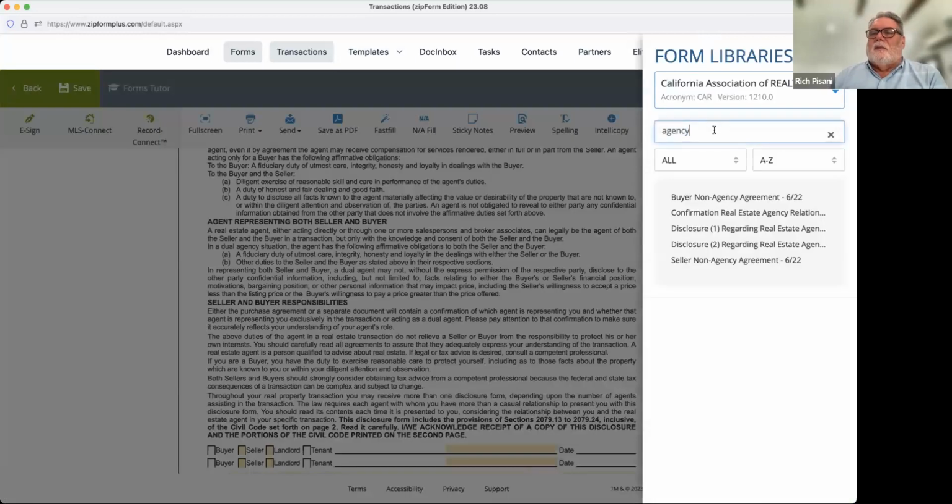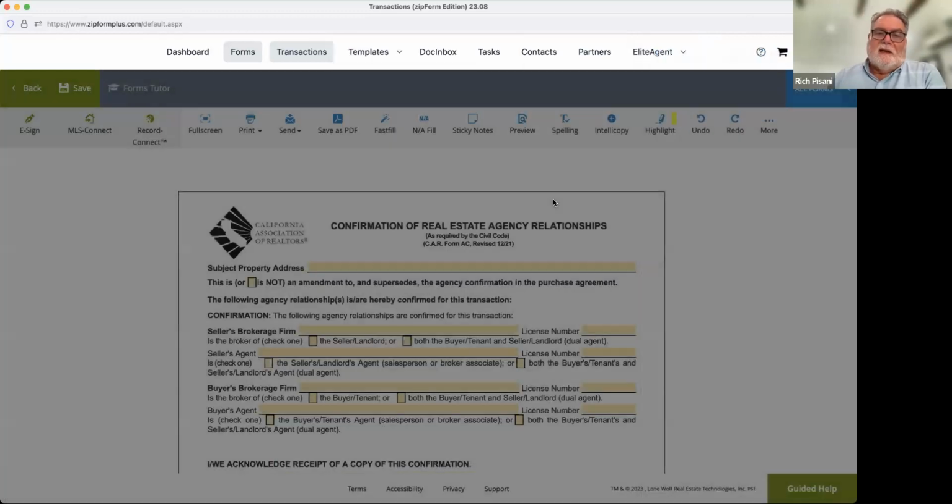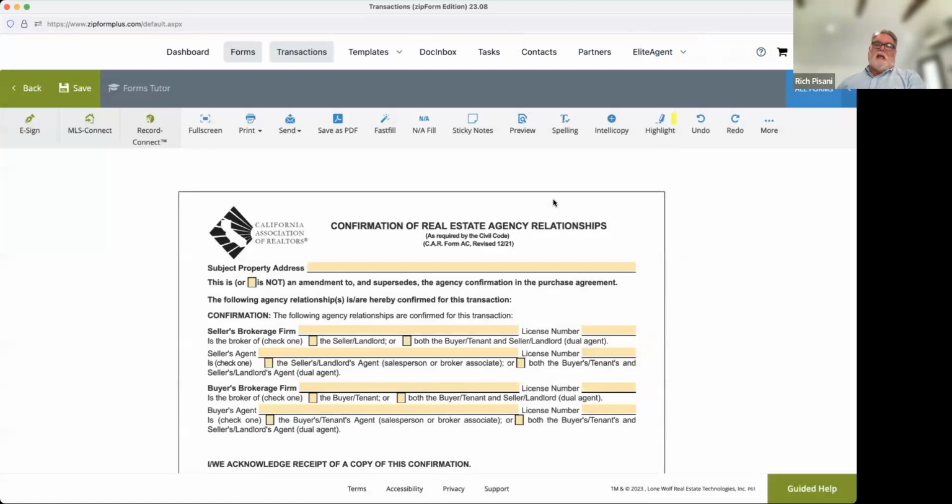Okay. So, like I said, if you don't do this right in the RPA, you've got to redo it. It is there in ZipForms, and it's called Confirmation of Real Estate Agency Relationships. This is exactly how it looks in the RPA. Who's the seller brokerage, and the brokerage license number, and is this the broker for the seller, or for the buyer and the seller, or the tenant and the landlord?